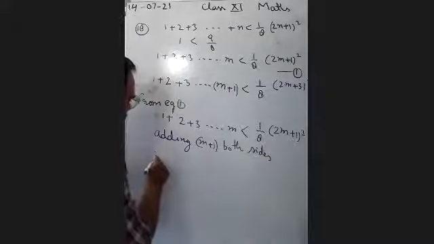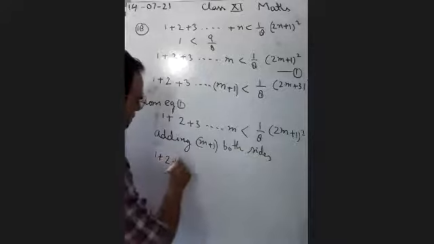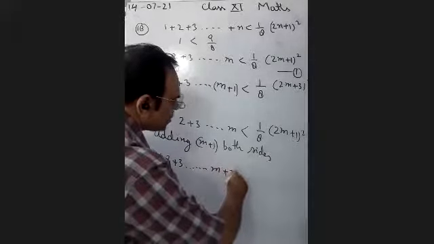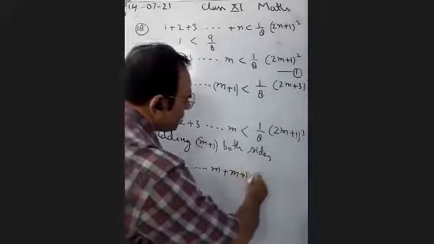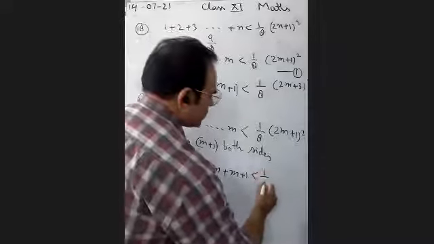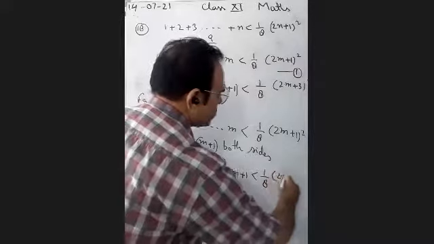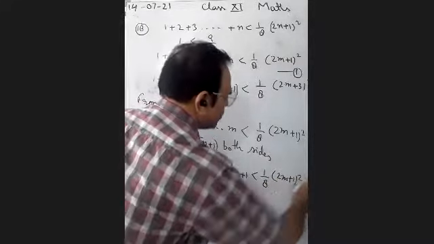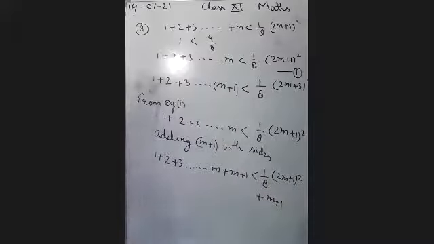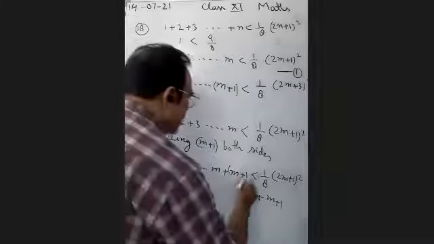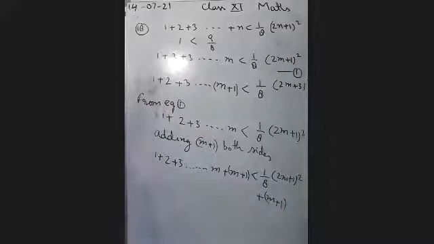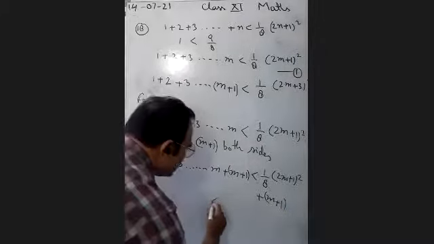So 1 + 2 + 3 + m + 1 less than, ठीक है, 1/8 (2m + 1) whole square + m + 1. So what we have to do is simply add m + 1 on both sides. After adding, the left hand side we get easily; in the right hand side we have to take the LCM.